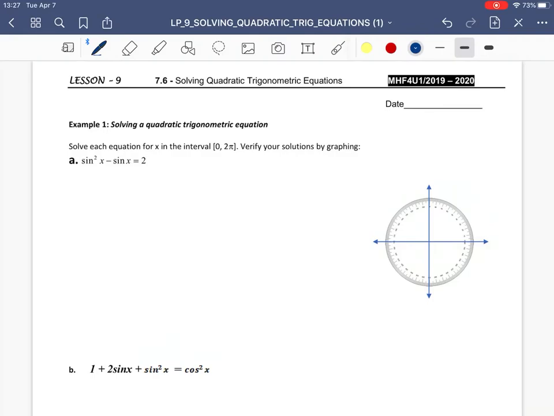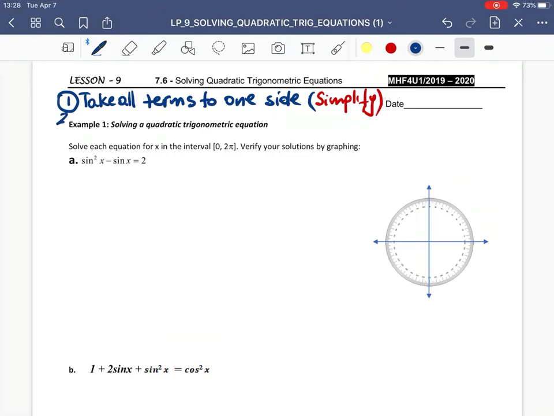So just a quick review about solving quadratic equations in general. First step, we need to take all terms to one side. And obviously once we do that, we want to simplify, and we'll have anywhere from 1 to 3 terms on the left side. The right side will be just 0. And the second step would be solving it.